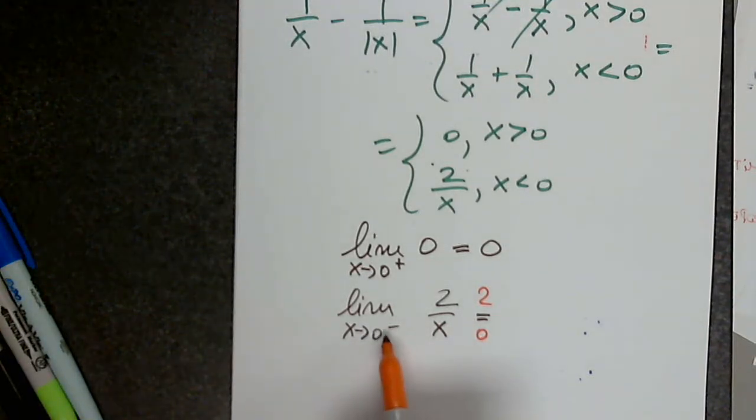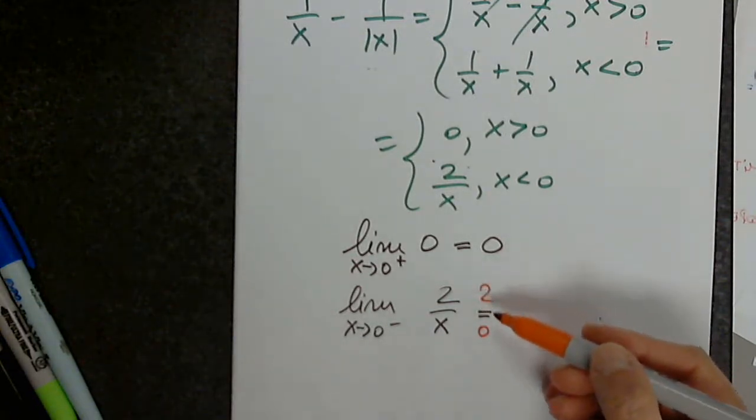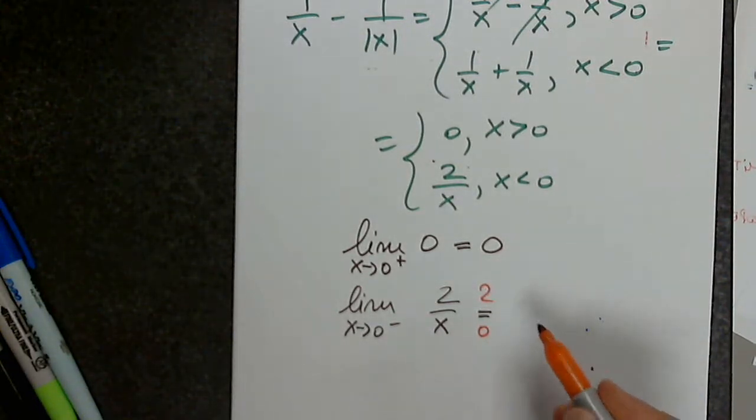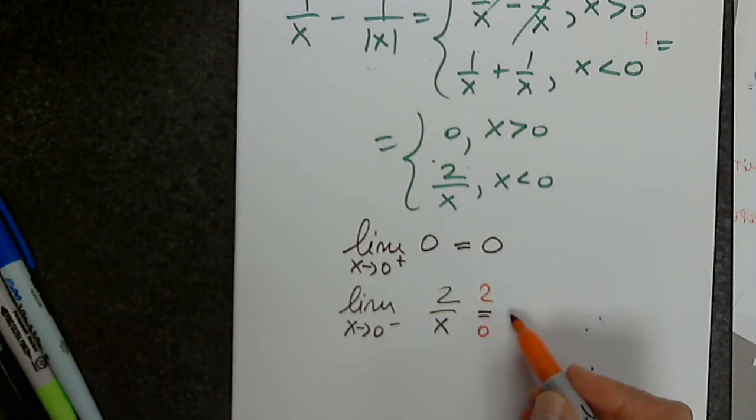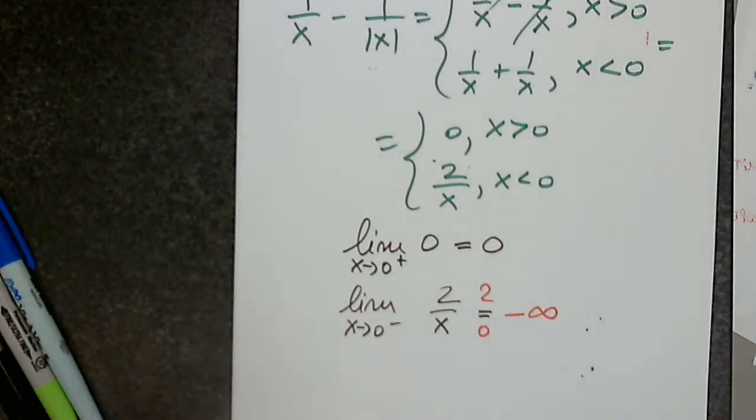So now 0 from the left, I plug in a number close to 0 from the left, and I get negative 0.1. Positive 2 over negative 0.1. What will the answer be? Very good. And now I'm ready to write the final answer.